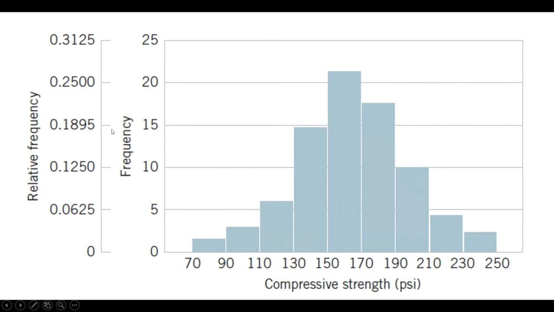This axis in the far left is the relative frequency. Now, whereas the frequency looks at the number of occurrences, sometimes the number of an occurrence doesn't say anything. I can tell you, without showing you this graph, there were 15 measurements between 130 and 150. But what does that tell you? That just says that there were 15 measurements between 130 and 150.